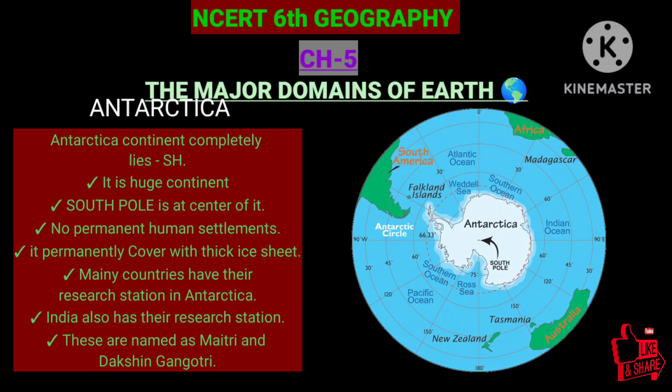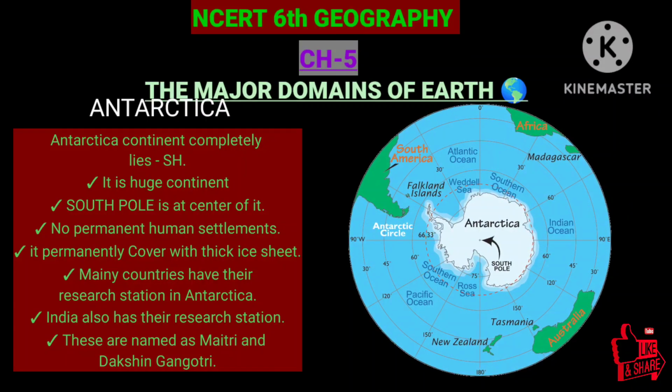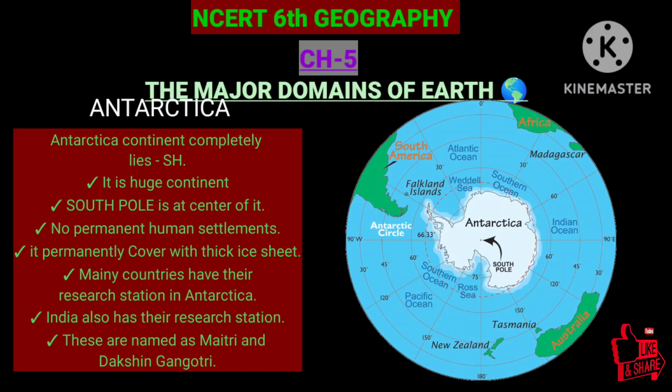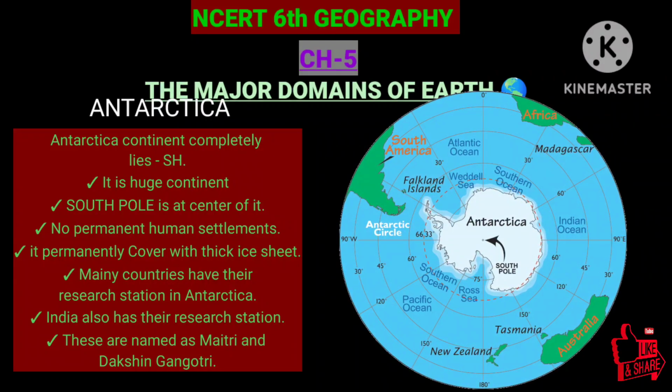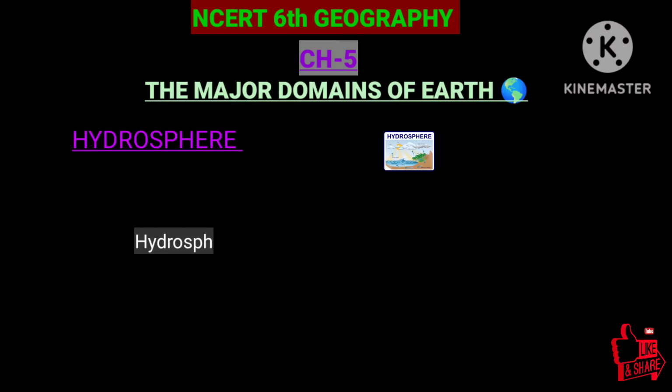Many countries have their research stations in Antarctica. India also has its research stations. These are named Maitri and Dakshin Gangotri.